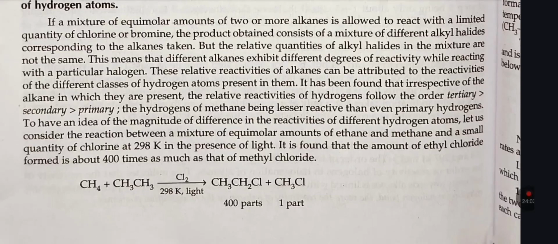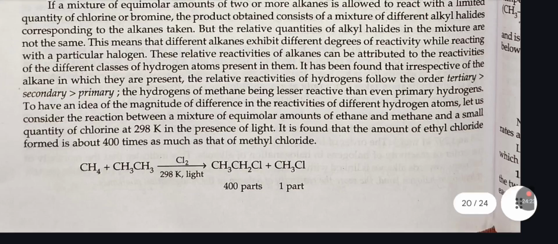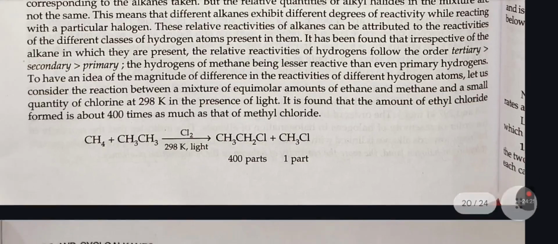This means that different alkanes exhibit different degrees of reactivity while reacting with a particular halogen. These relative reactivities of alkanes can be attributed to the reactivity of different classes of hydrogen atoms present in them. It has been found that irrespective of the alkane in which they are present, the relative reactivity of hydrogen follows the order tertiary, secondary, primary. The hydrogen of methane is less reactive than even primary hydrogen.